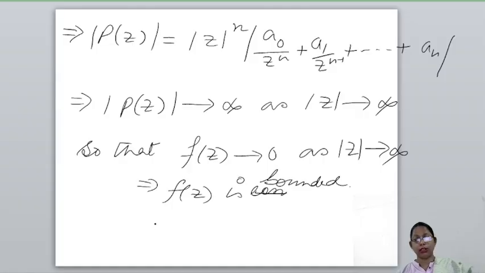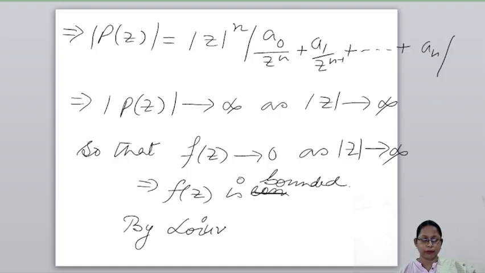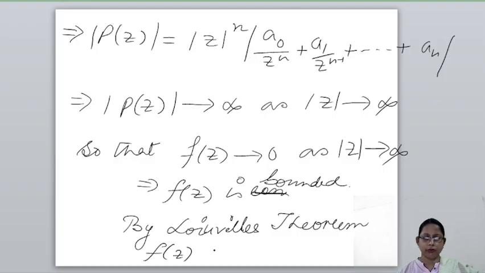f(z) is bounded and f(z) is analytic. So by Liouville's theorem, f(z) is constant.